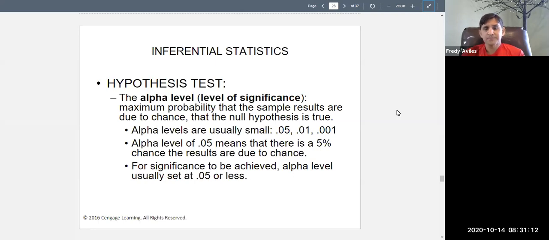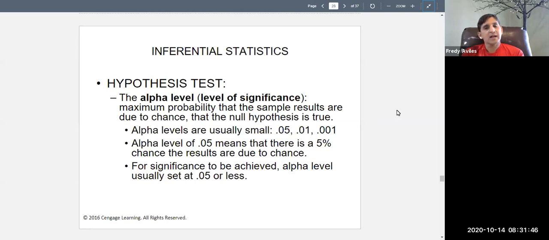For psychology, we want no bigger than a 5% chance that the results basically support the null hypothesis. So our alpha level is usually set to 0.05. There's no more than a 5% chance the results are due to error, to sampling error, or to chance. Another alpha level, 0.01, means there's only a 1% chance that the results are due to chance, right? 1% chance that the null hypothesis is supported.